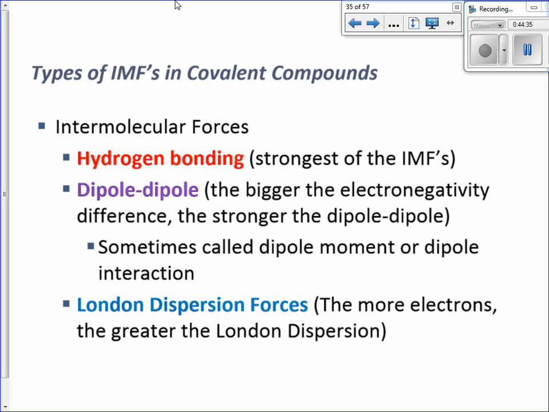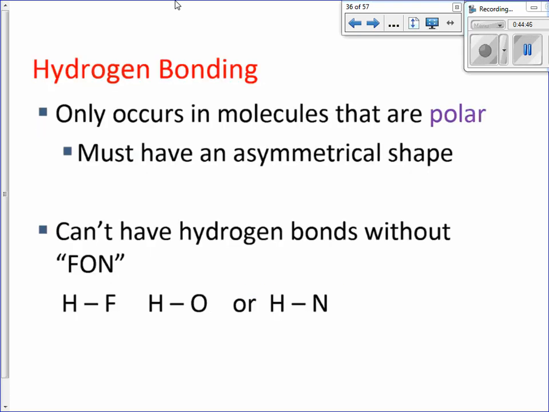Okay? So keep that in mind. So, yes, moving back on to recalling our H bonding. Having F, O, or N with H. So that means you have to have HF, HO, or HN in the bond molecule.